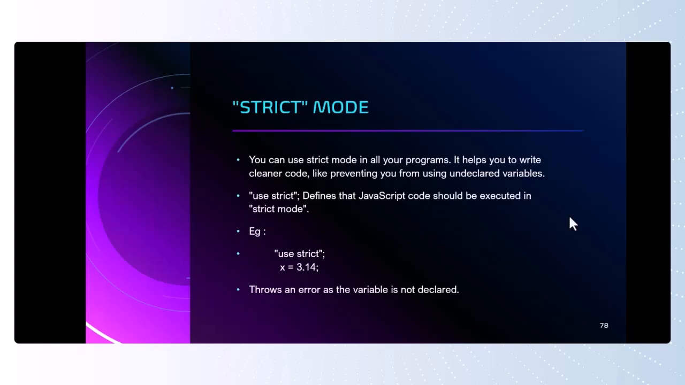Strict mode. You can use strict mode in all your programs. It helps to write cleaner code. It prevents you from using undeclared variables. "use strict" is all you would have to write, just like that in double quotes and a semicolon. It defines that JavaScript code should be executed in strict mode. So it would throw an error if something is not declared correctly.